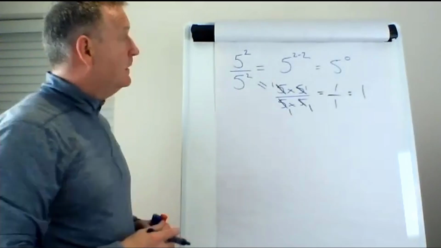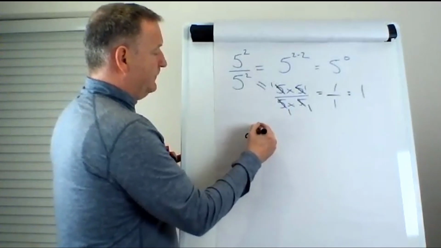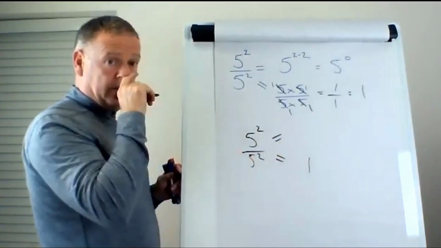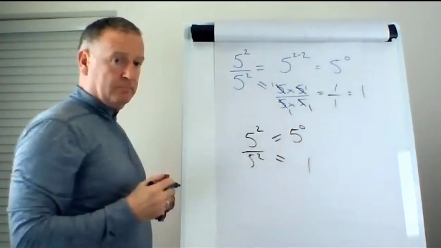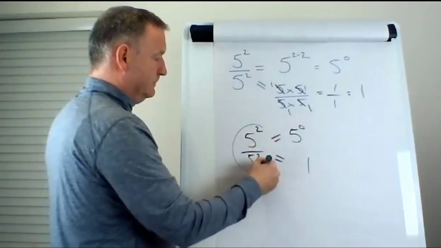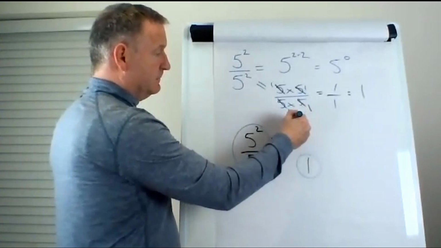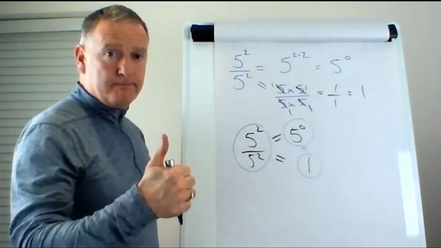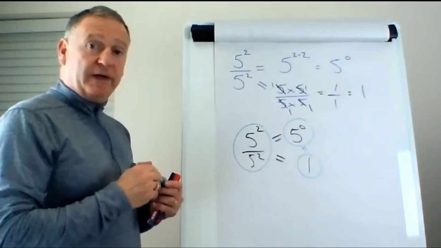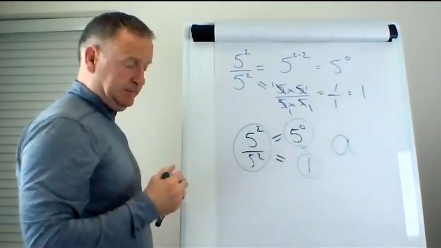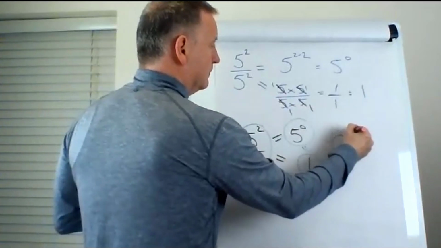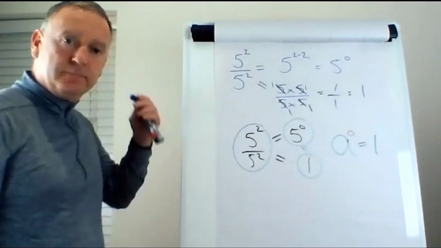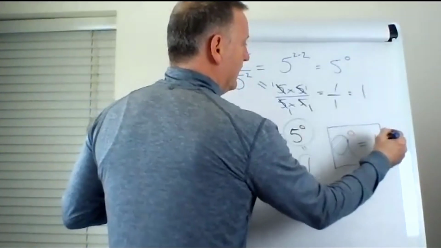You know this, yeah? So look, if 5 to the power of 2 divided by 5 to the power of 2 is equal to 1, and if 5 to the power of 2 divided by 5 to the power of 2 is 5 to the power of 0, if this equals this, and if this equals that, then we can now do this, Nathan. Anything to the power of 0 is always 1. And that will be, for now, number 4.